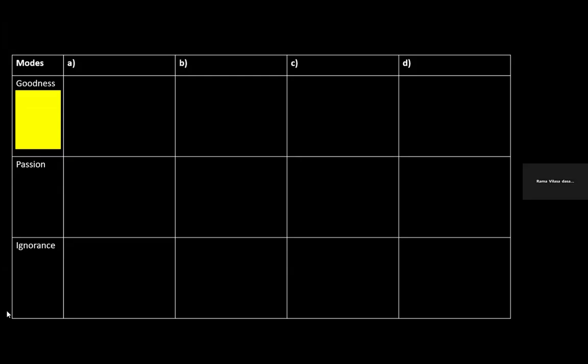So for the leftmost box, mode of goodness. So basically you have five boxes or 5 columns. And the leftmost column is for the 3 modes: goodness, passion, ignorance. And the 4 columns you have A, B, C, D, I will tell you. And then you have 3 rows, one for goodness, one for passion, and one for ignorance. So goodness, you can write purer than other modes.